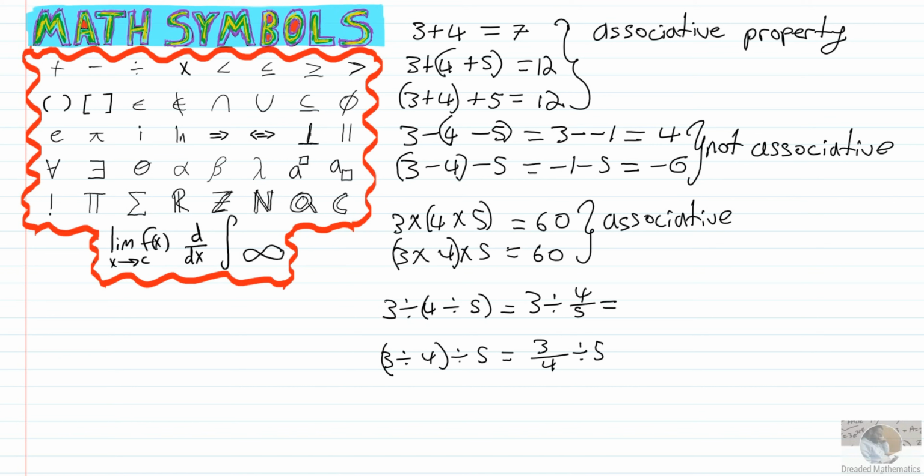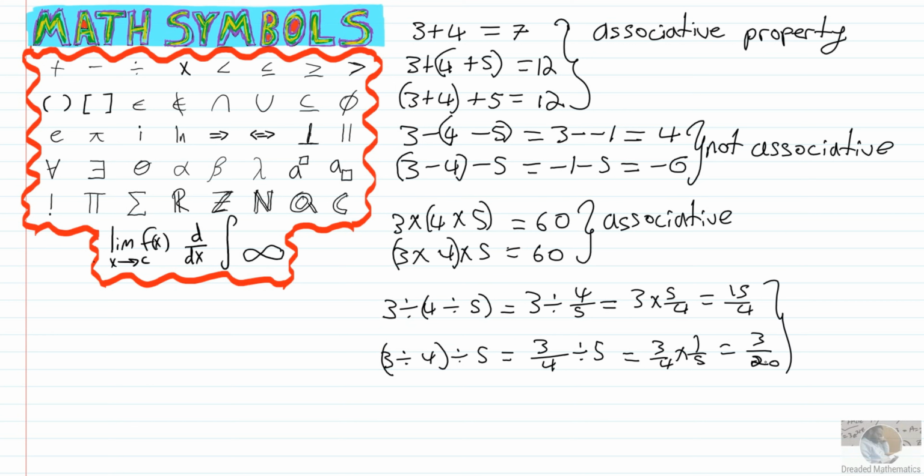Let's see. For the first one, keep, change, flip. Then we have 3 multiplied by 5 over 4, and that's 15 over 4. And for the second one, keep, change, flip. So we have 3 over 4 multiplied by 1/5, and that's equal to 3 over 20.